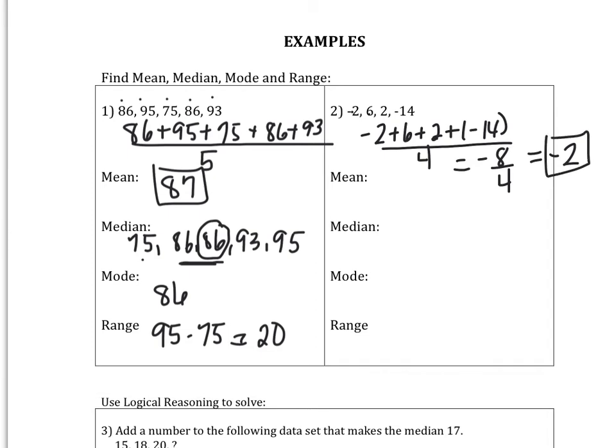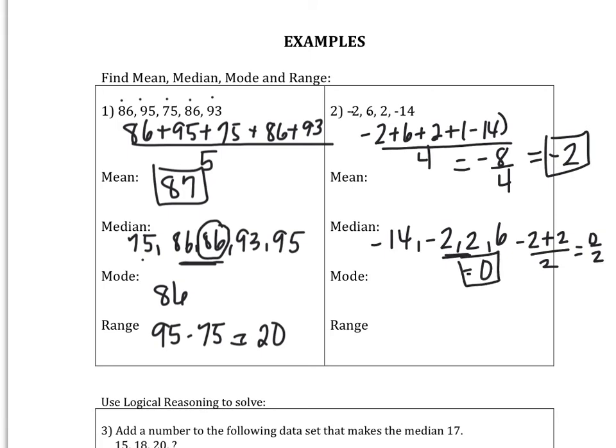The median is when we line them up, it's the one in the middle. So let's line them up. So we have -14, -2, 2, and 6. Because there's an even number, you're going to have two in the middle, those two. The way we find the median is we add those two together and then divide by 2. So we're finding the average of those two numbers. So it's -2 plus 2 divided by 2. That's going to give us 0 divided by 2. So actually the median of that is going to be 0.